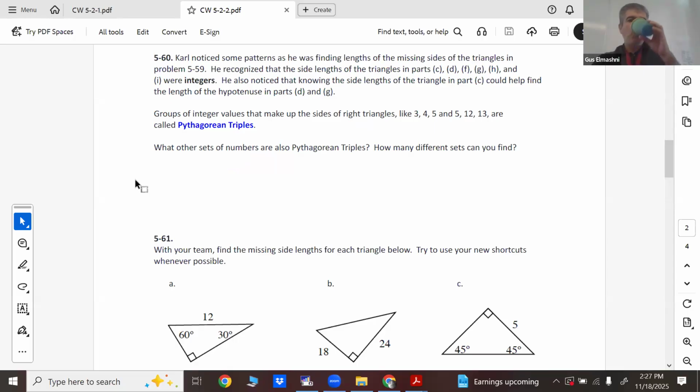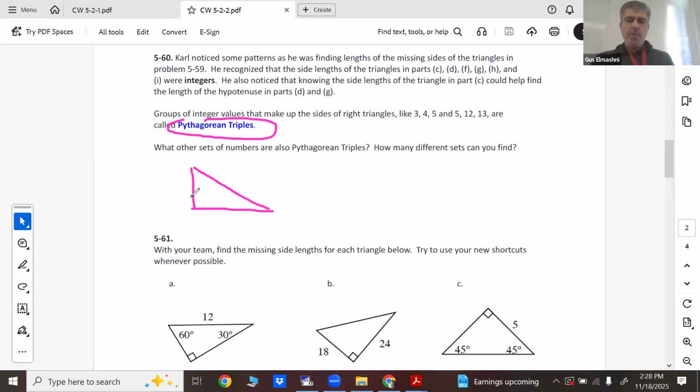Carl noticed some patterns as he was finding lengths of the missing sides of the triangles we found in 550. He recognized that the side lengths of the triangles in C, D, F, G, H, and I were integers. He also noticed that knowing the side lengths of the triangle in part C would help find the length of the hypotenuse in parts D and G. Groups of integer values that make up the sides of right triangles, like 3, 4, 5, and 5, 12, and 13 are called Pythagorean triples. What other sets of numbers are also Pythagorean triples? How many different sets can you?